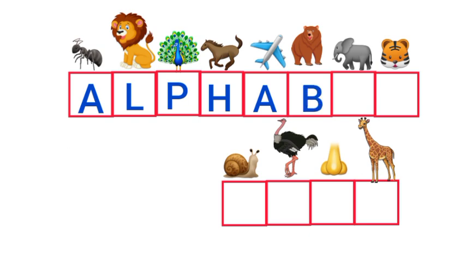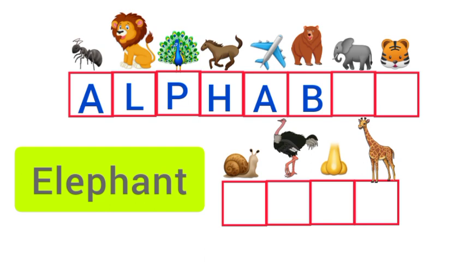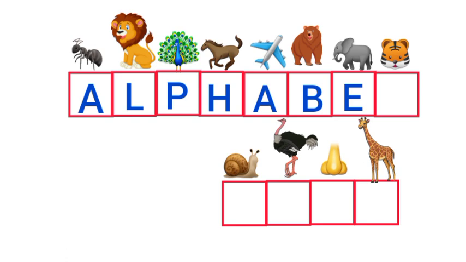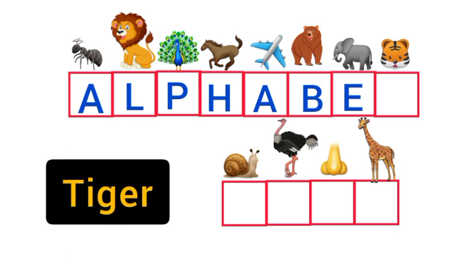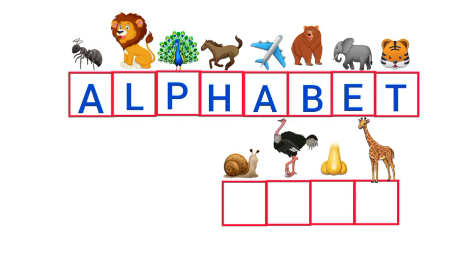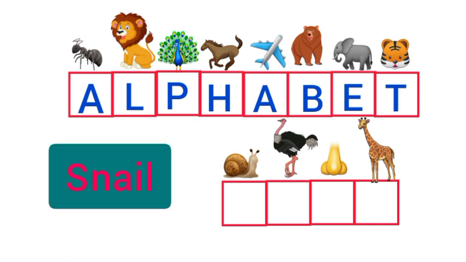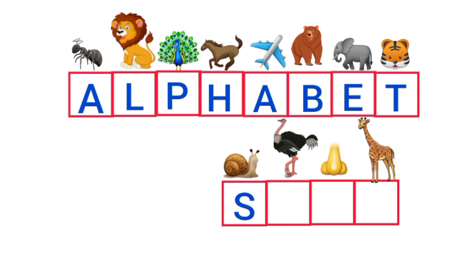Which is this animal? Yes, it is elephant. So, we will write A in the box given. Which is this animal? Yes, this is our national animal, tiger. So, we will write T in the box given. Now, in the next line, which is the first picture? Yes, it is of a snail. And the word snail begins with the letter S. So, we will write S in the box given.